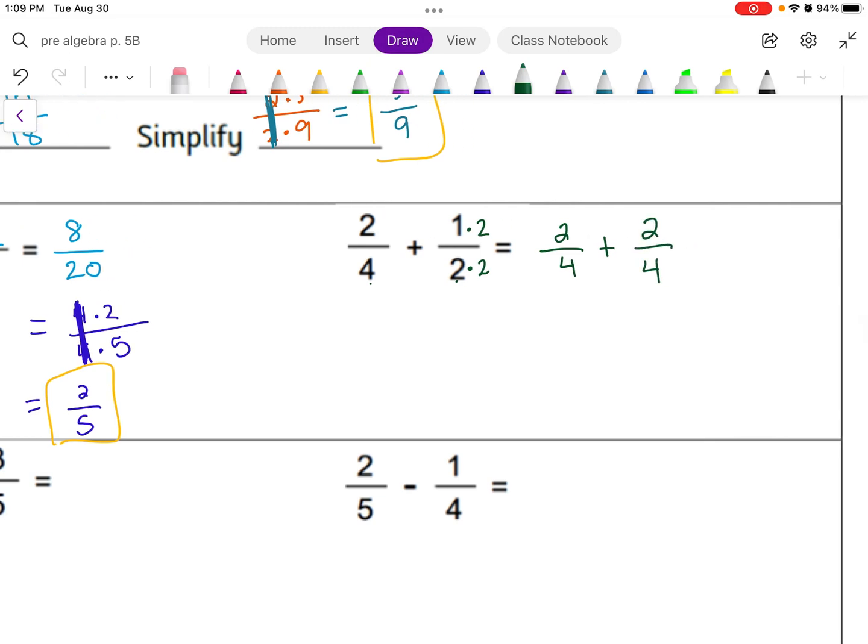2/4. And now that they have a common denominator, we can add our numerators together. 2/4 plus 2/4 would be 4/4, which simplifies to 1.